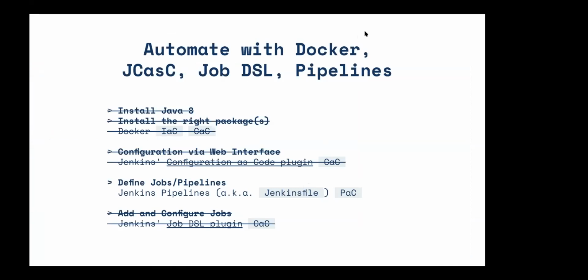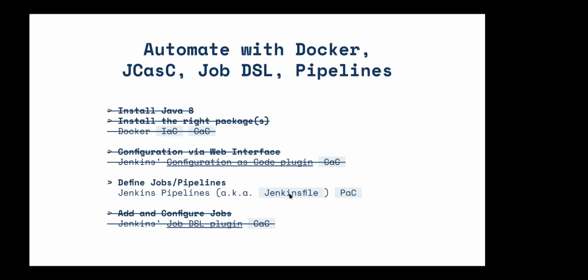Jenkins jobs that are based on a pipeline file, like a Jenkinsfile, instead of freestyle jobs. And the benefit of using a Jenkinsfile is that you can version control it alongside your source code.